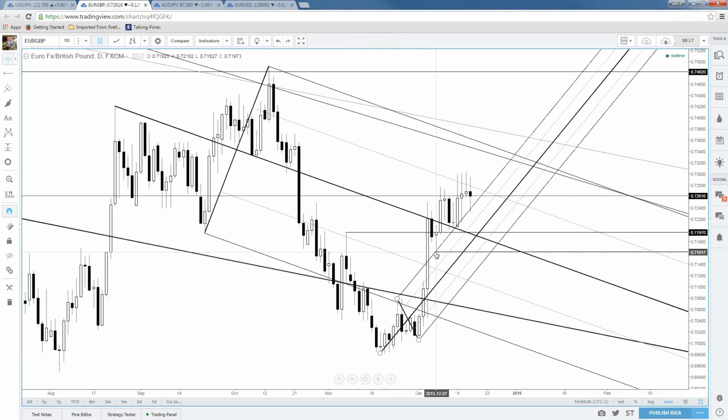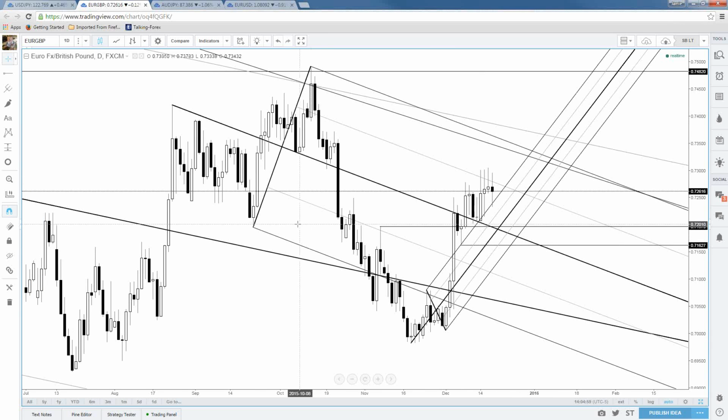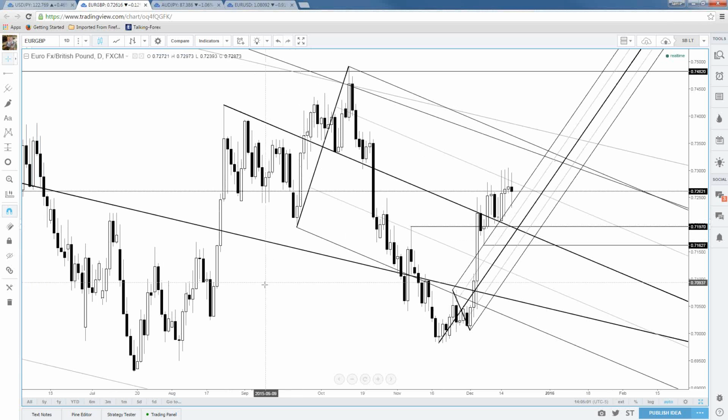You can already see it happening. If you go off this high at 11.24, you've got support here at the upper parallel, which after it was broken through was support, support, support, support. It was even support today. So those are things to watch as far as Euro Pound's concerned.